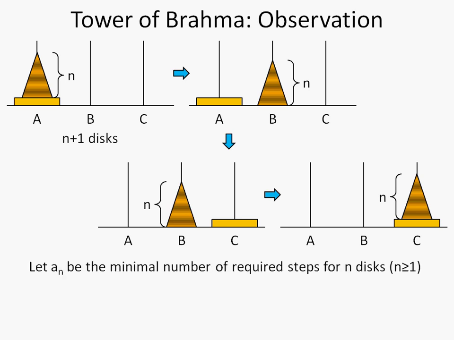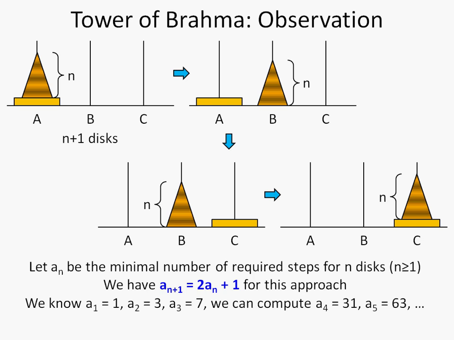So let an be the minimum number of required steps for n disks. We have a(n+1) is 2an plus 1 for this approach. And now we know a1 is 1, a2 is 3, a3 is 7, so we can compute a4 is 15, a5 is 31, and we can guess an is 2 to the power of n minus 1.